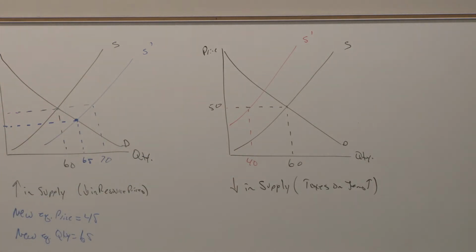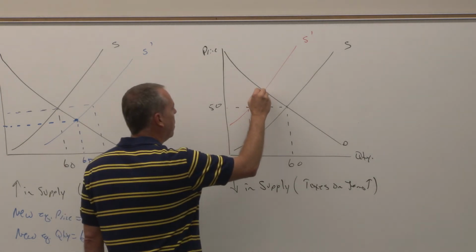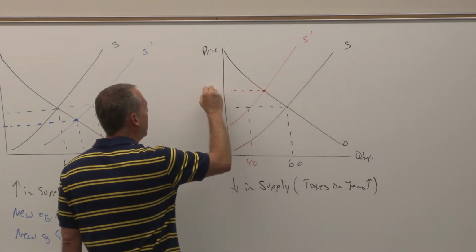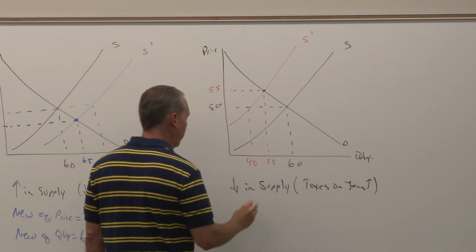Too many or not enough? Surplus or shortage? Shortage. Shortages drive prices up, right? So we'll have a new equilibrium price here of say 55, and say 55, right?